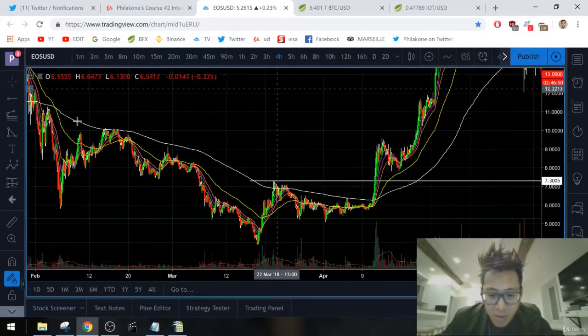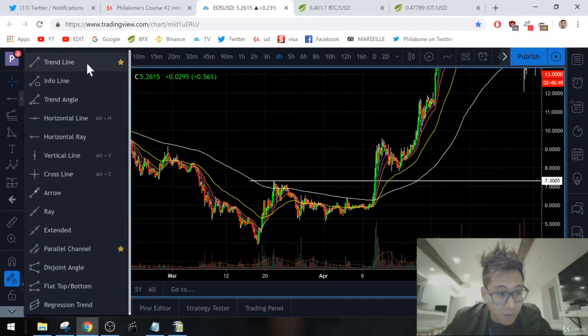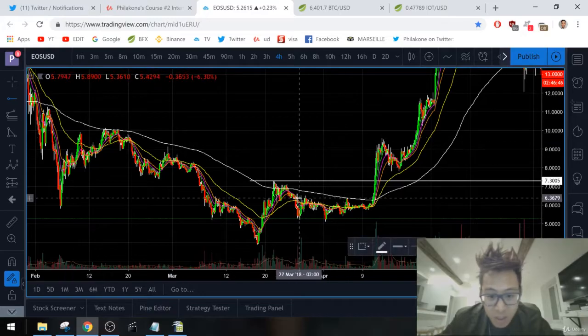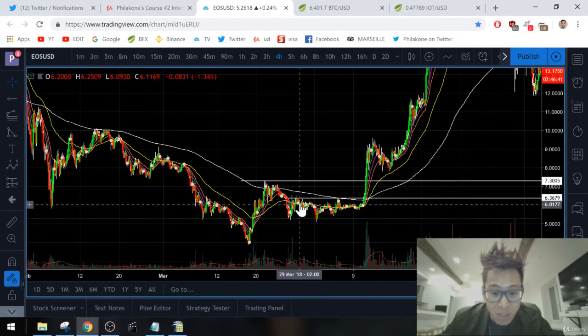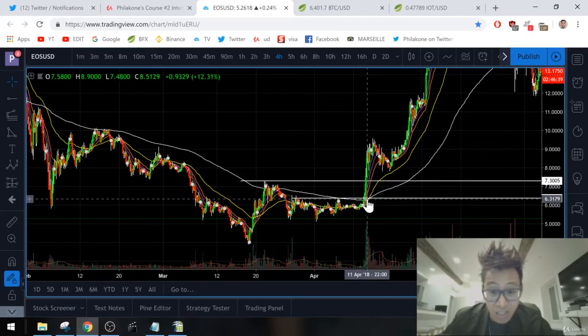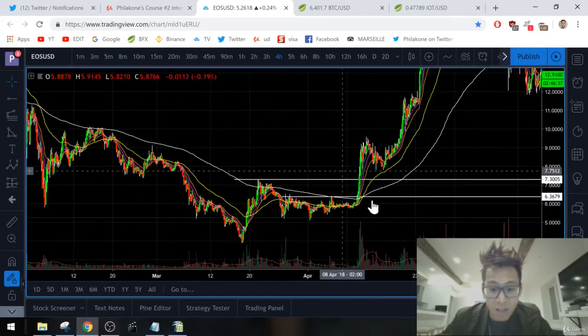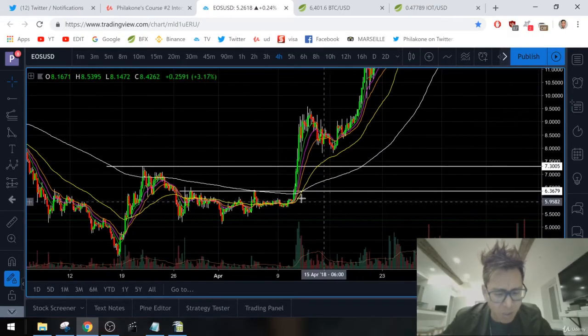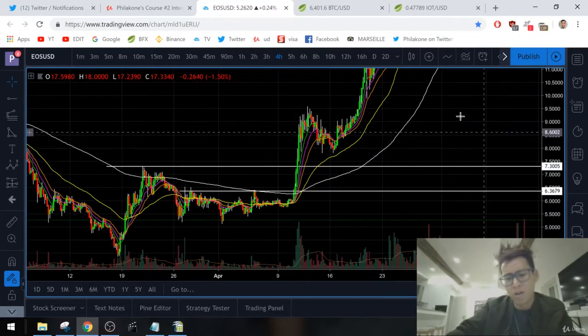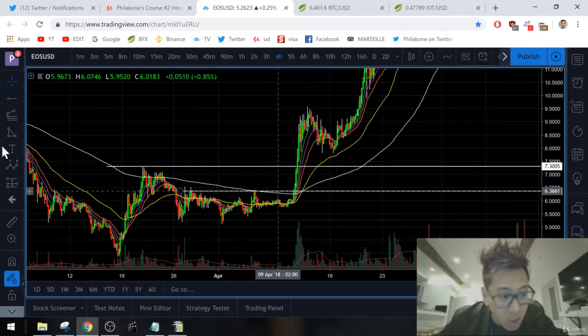I was waiting for this structure to finish, and I identified two resistances. One resistance there, and one resistance there. As soon as it broke this one from March 18, because that was a long time, right? I ended up adding some to my position right around here. I might even call that with you guys as well. Added some to my position here.